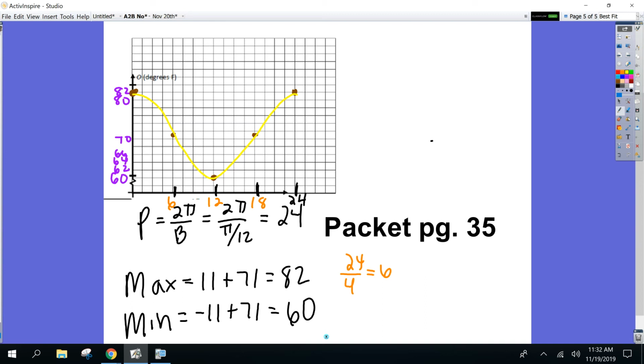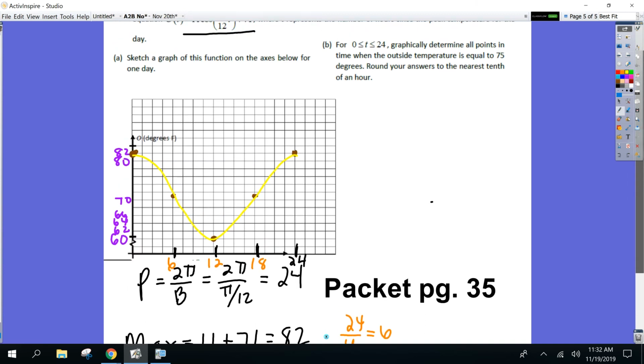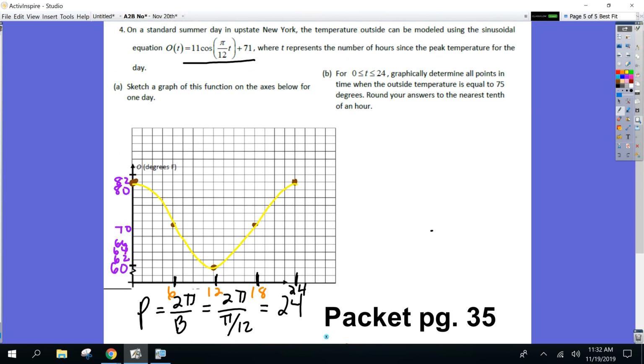All good, because now we're going to use the calcs. Any questions on A, sketching the graph? All right, read part B now. From 0 to 24, which is what we graphed on the x-axis, already graphed, determine all the points that are equal to 75 degrees.